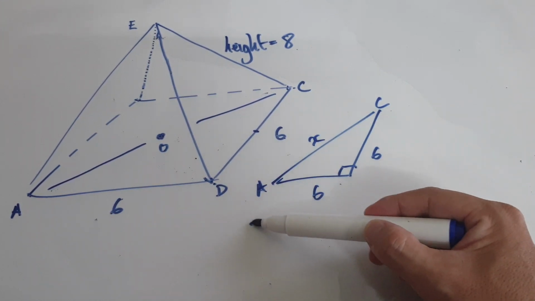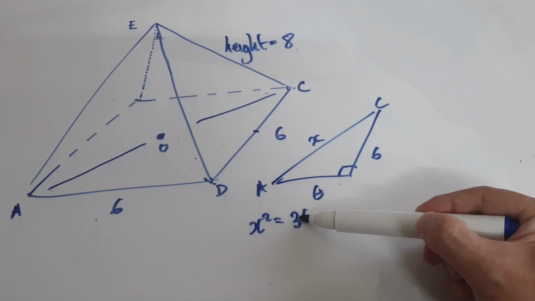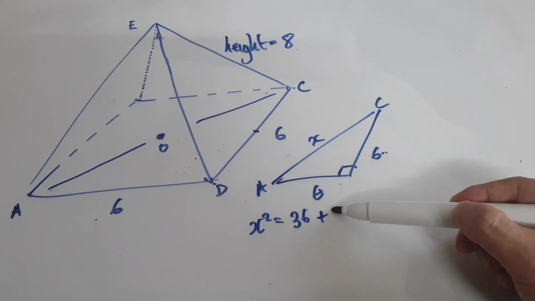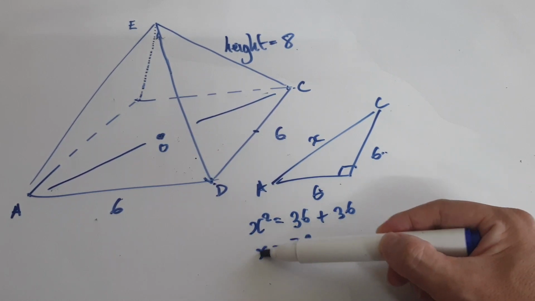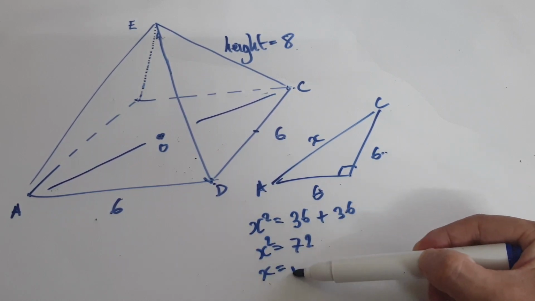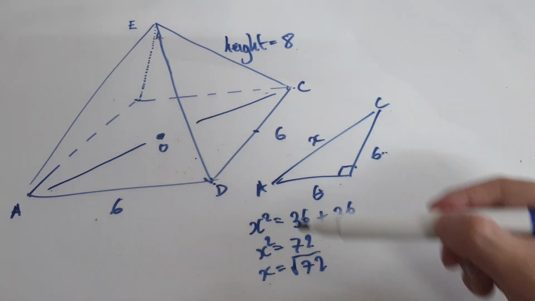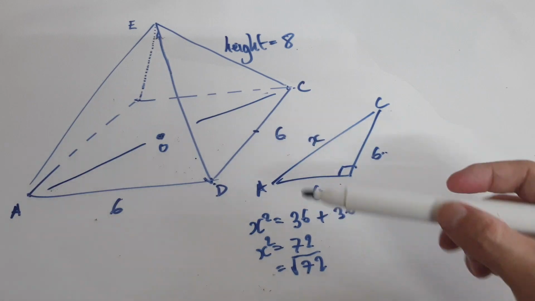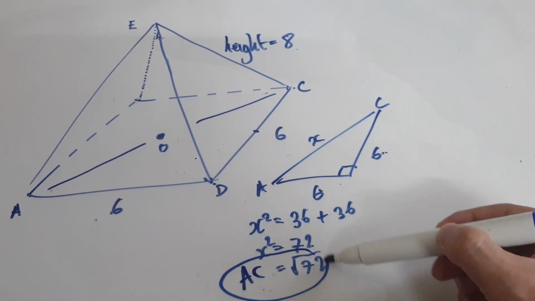So using Pythagoras, x squared equals this thing squared will be 36 plus this thing squared will be 36. So adding these two together will give you 72. So x is root 72. So AC is root 72. So the answer here is AC equals root 72.